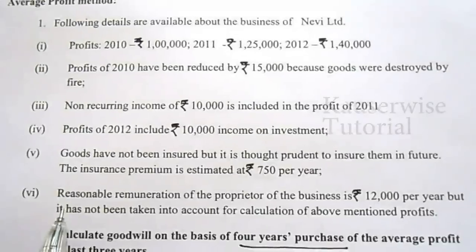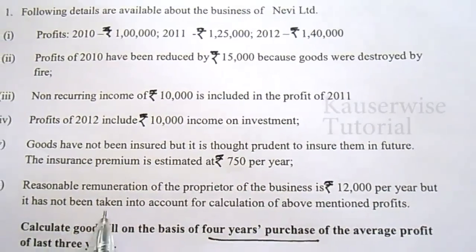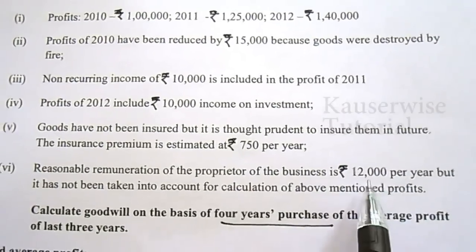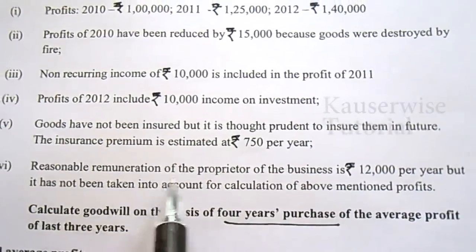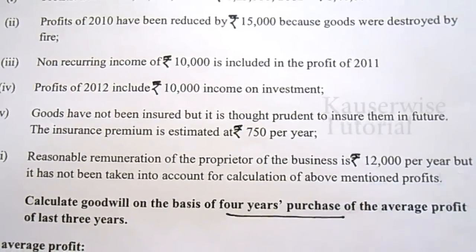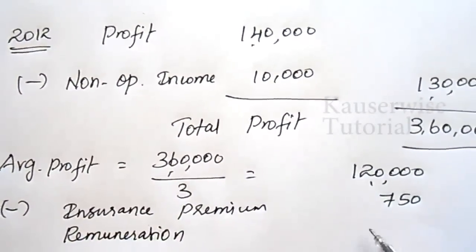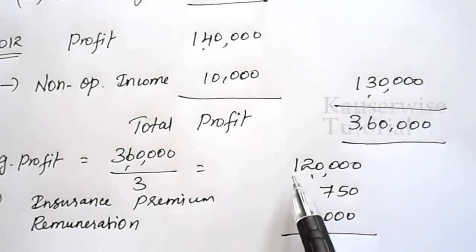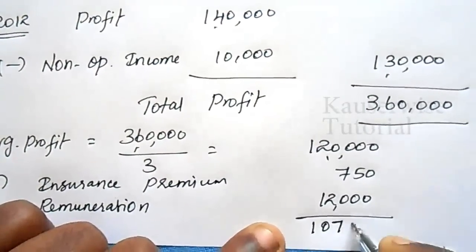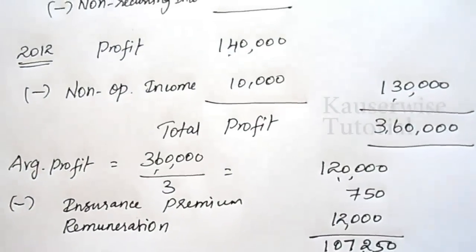In the same way, a reasonable remuneration of the proprietor of the business is 12,000 per year, but it has not been taken into account for calculation of above mentioned profit. So in future they are going to make payment to proprietor for remuneration. So 12,000 rupees will be subtracted from the average profit. Remuneration to proprietor how much? 12,000. So from 1,20,000 subtract 750 and 12,000. The total is 1,07,250. This is average maintainable profit.